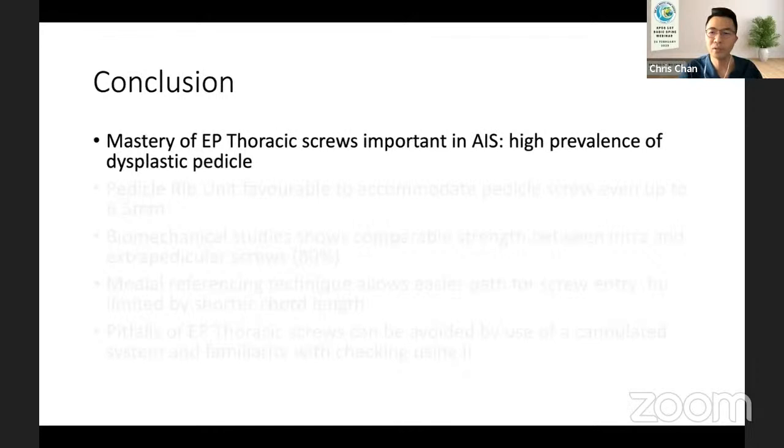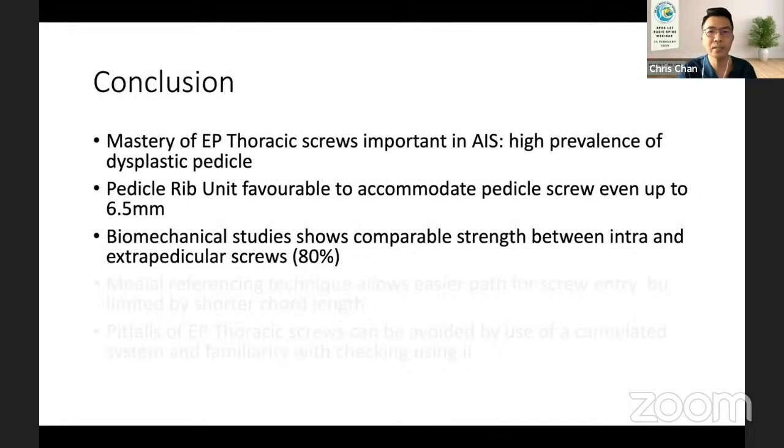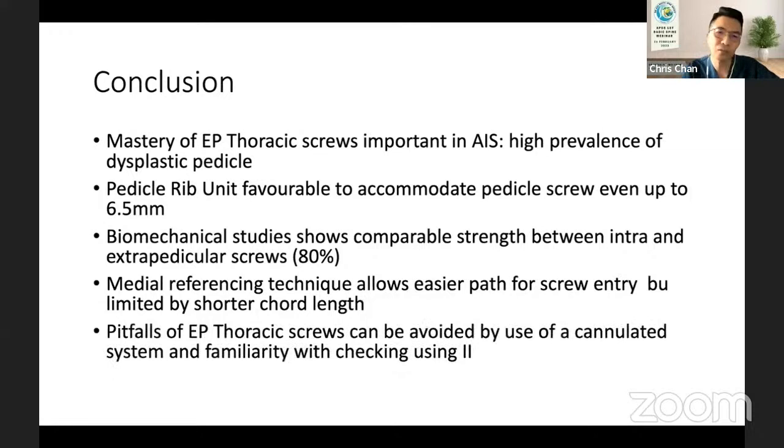The pedicle rib unit is favorable to accommodate pedicle screws up to even 6.5 millimeters. Biomechanical study shows that there's comparable strength. Medial referencing technique allows easier entry of the screw, but is limited by the shorter cord length. The pitfalls must be understood, and the use of the cannulated system and familiarity using II can avoid these pitfalls.